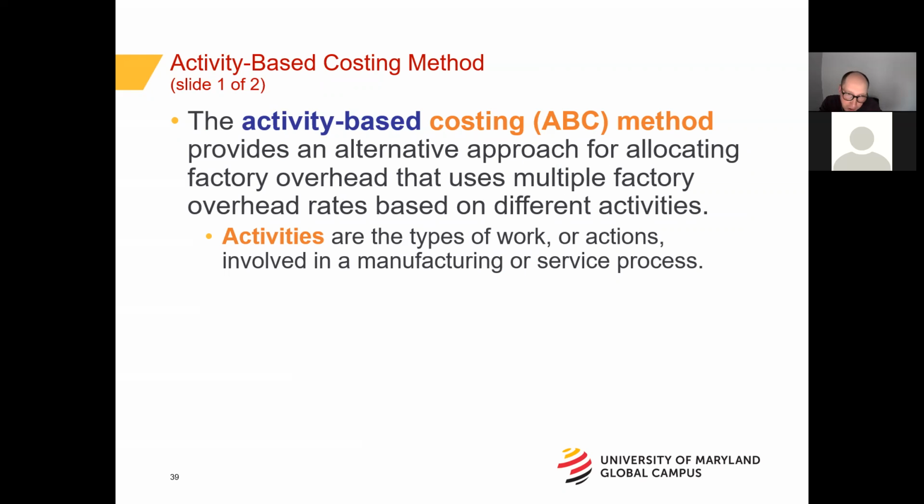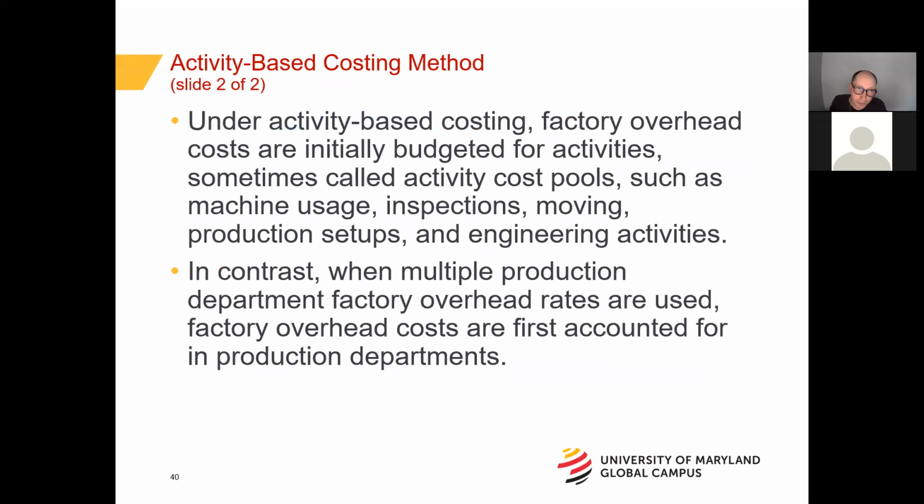Earlier, I gave examples of this. One would be setups on the assembly line. Another one would be quality control inspections. Another one would be change orders issued by engineering, engineering change orders. There's a lot of different types of activities, and let's talk about them.